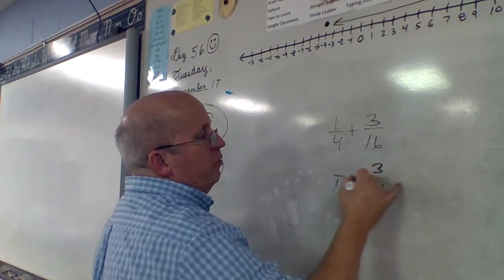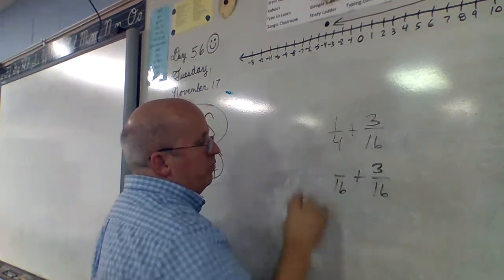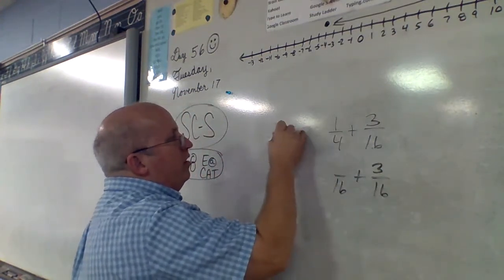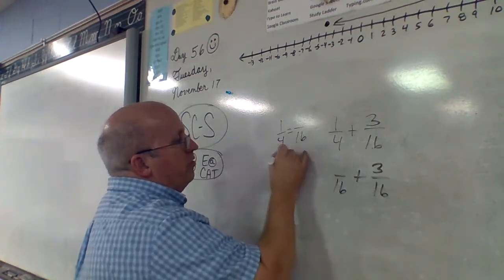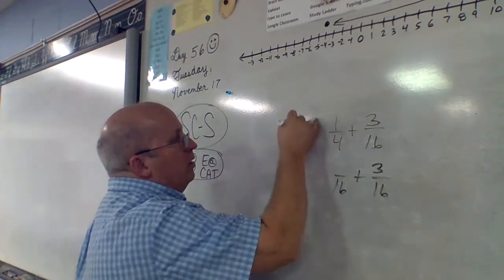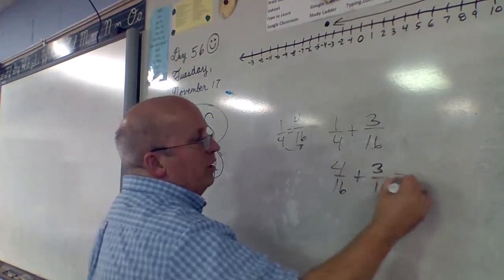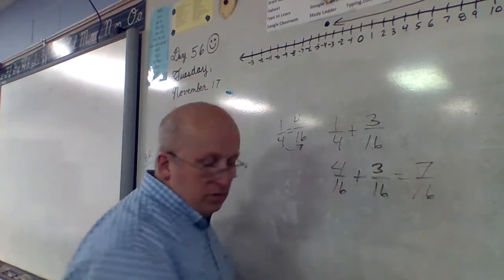This one I don't have to do anything with. This one, 1/4. How many 16ths is 1/4? Well, isn't this a pattern of multiplying by 4? So it would be 4/16. Add them up, get 7/16.